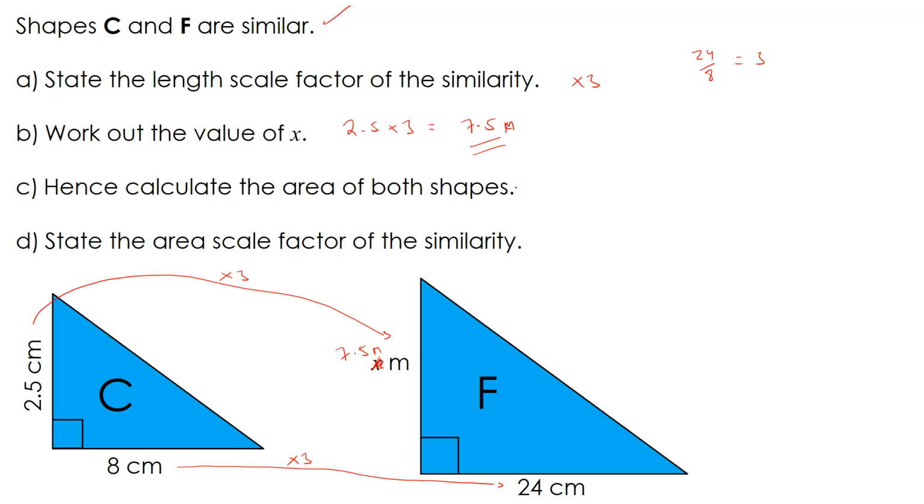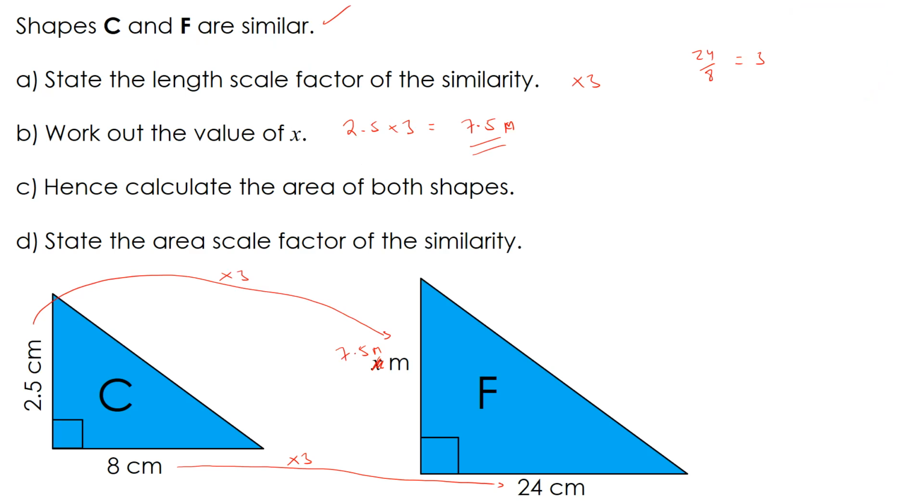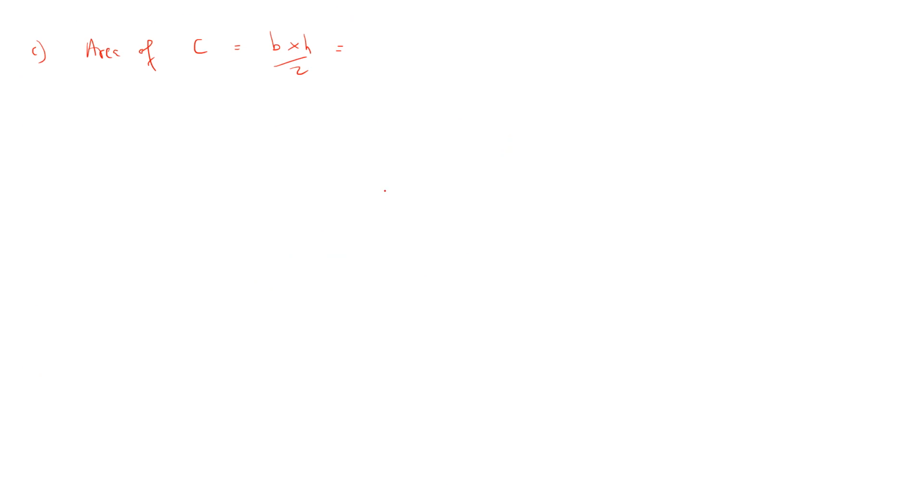Now find the area of both shapes. So the area of C first of all. Remember, for a triangle, the area is base times the height divided by 2. So I have to do 8 times 2.5 divided by 2. Now 8 times 2.5 is 20, and half of 20 is 10 cm squared.